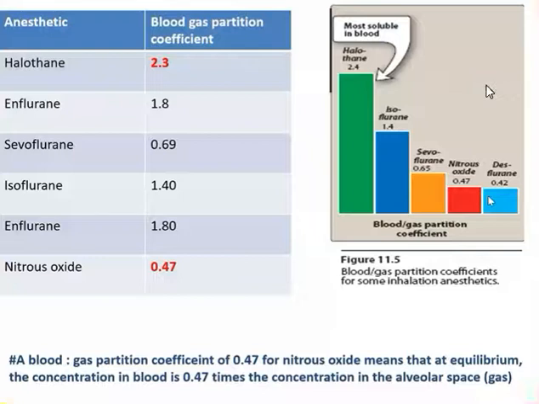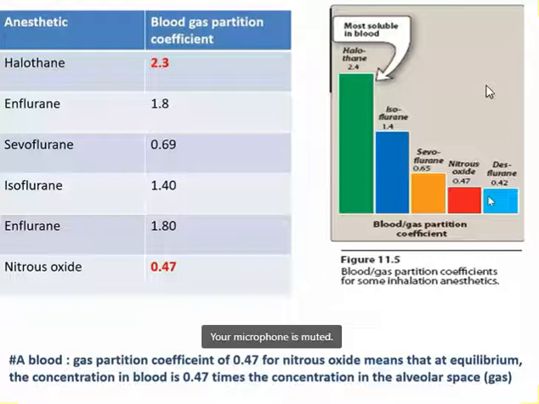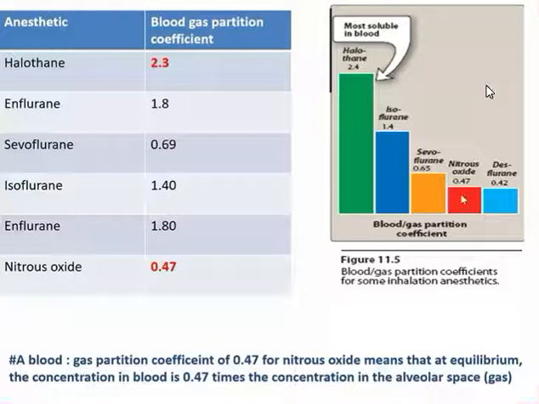Onset of action, whereas nitrous oxide, which has a lesser blood gas partition coefficient, means it is less soluble in blood, so it will enter the other compartments more easily. They diffuse more easily, and they will have a faster onset of action. Is that clear?